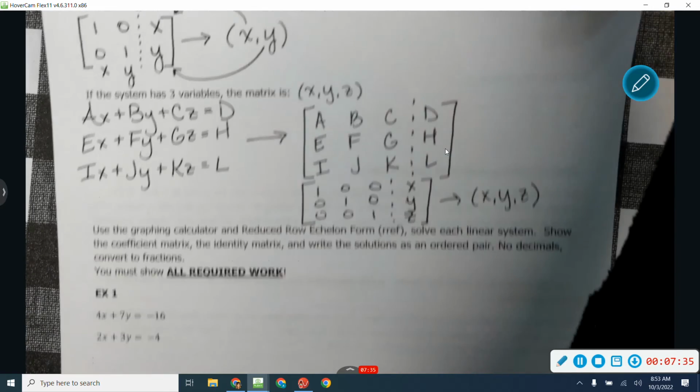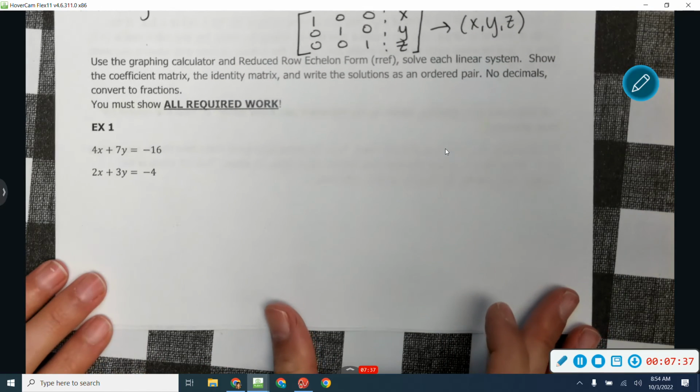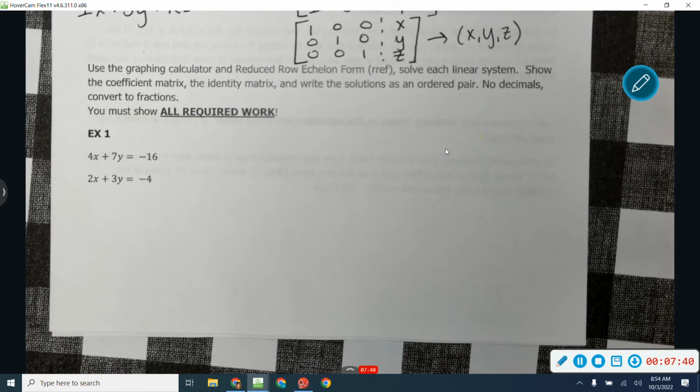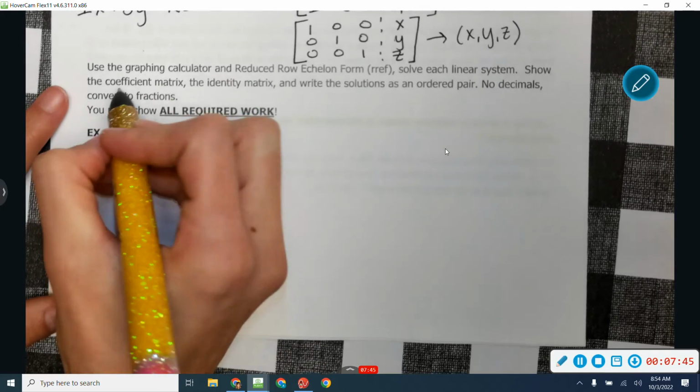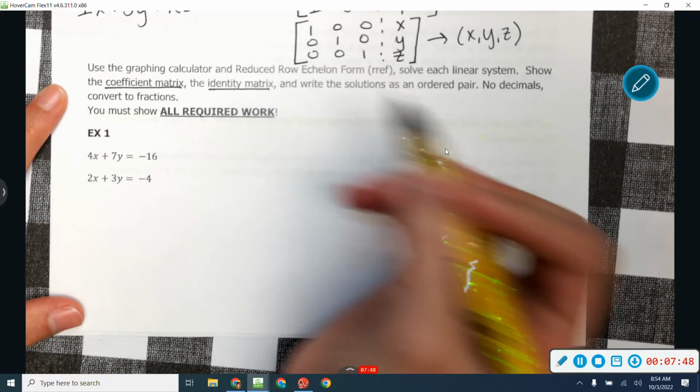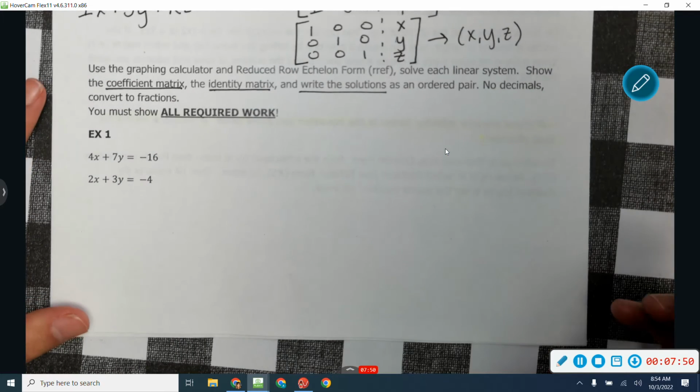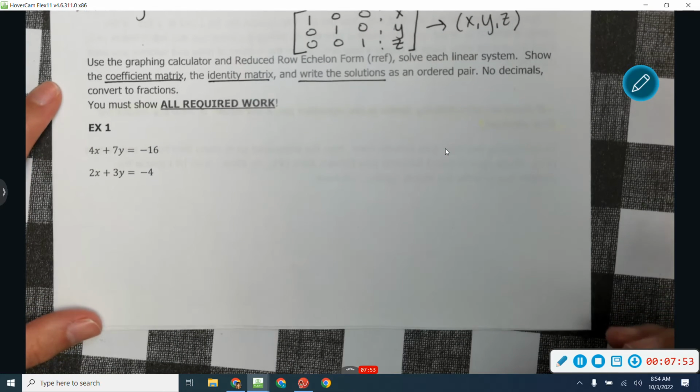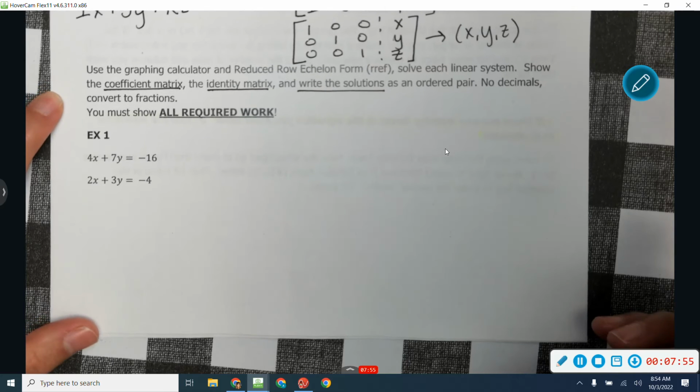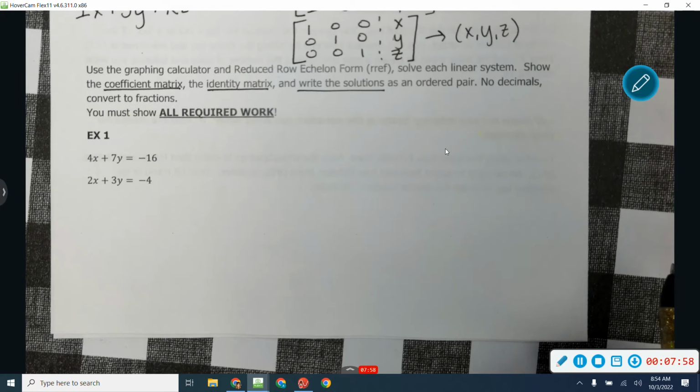Alright. So your instructions are going to say use the graphing calculator and reduced row echelon form to solve each linear system. Okay? And it tells you show the coefficient matrix, show the identity matrix, and write the solution as an ordered pair. Okay, so those are the 3 things. If you don't do all 3, you're not getting full credit. Okay, and no decimals, convert to fractions. Your Nspire is much more advanced than the scientific calculator that you have. It's already programmed to give you the reduced fraction. So unless you start with a decimal, your Nspire will always spit out the fraction form.